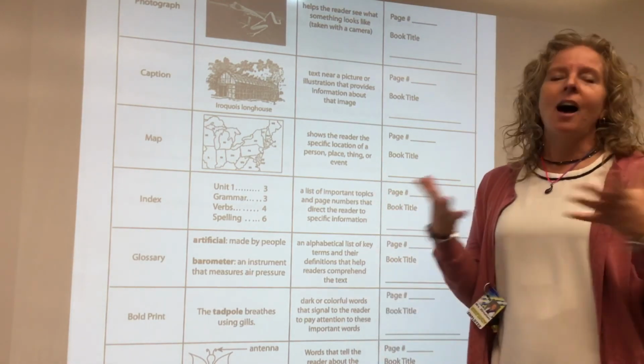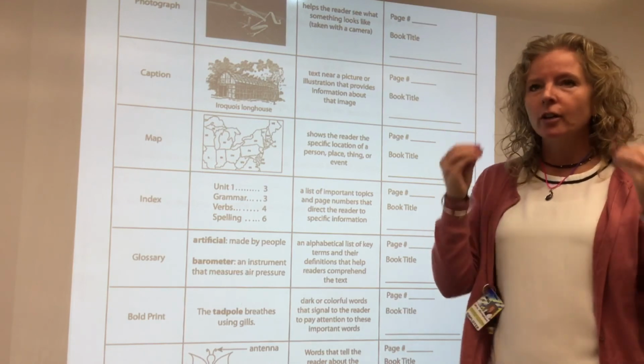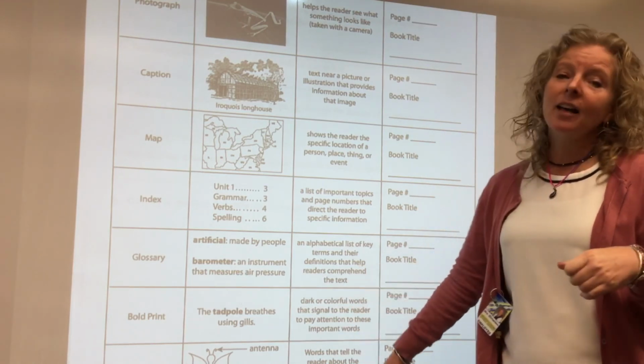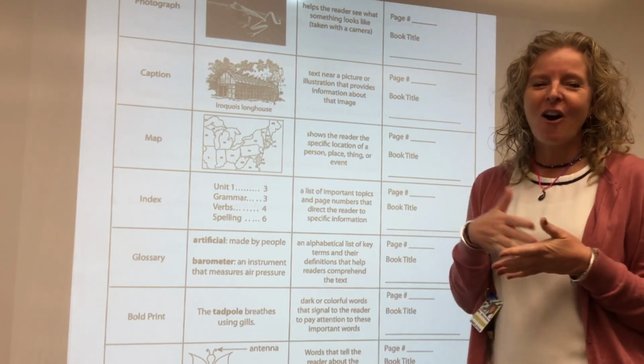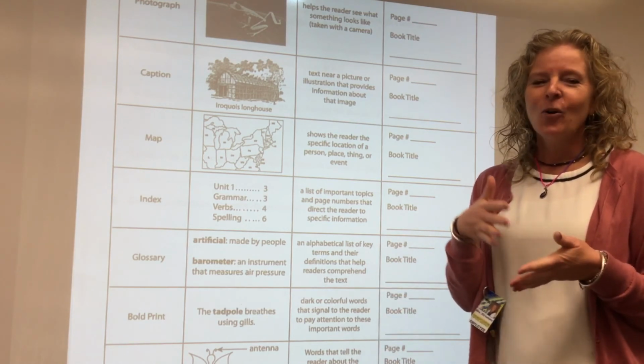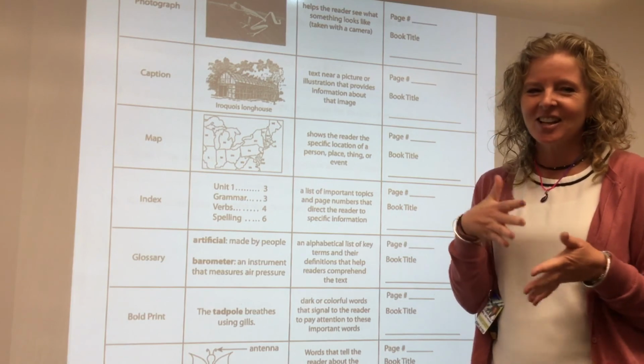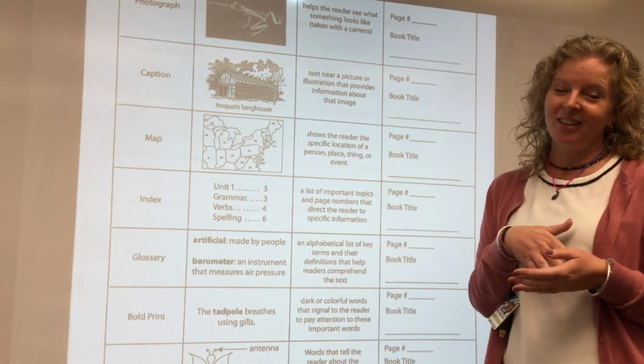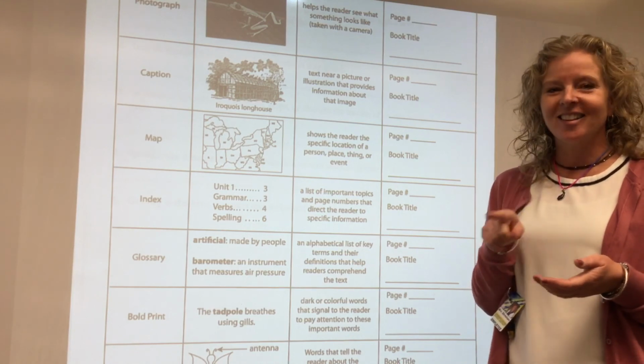Bold print, that's obviously where they're just making it darker and drawing your attention to important things that might be in a text. And then lastly, there are labels. So when you are looking at a picture or a photograph, an illustration, a diagram, make sure you look at all the words so you can understand exactly what it is you're looking at. You're going to practice this today.